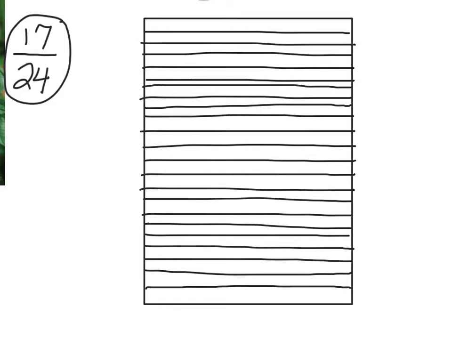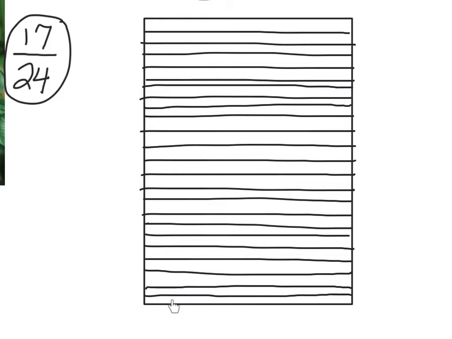I should have 24 parts. So 1, 2, 3, and so on, up to 23. No, I was counting right. I got to draw one more line, and I'll do it right here. And that should give me 24 parts.